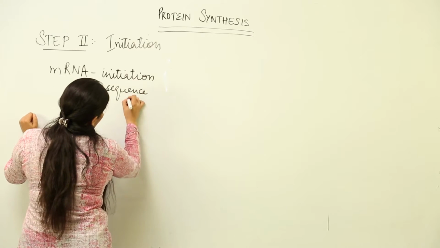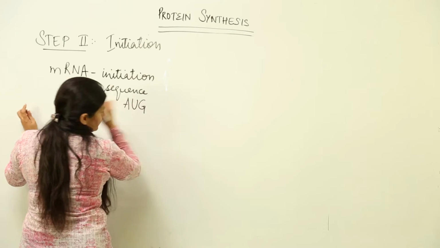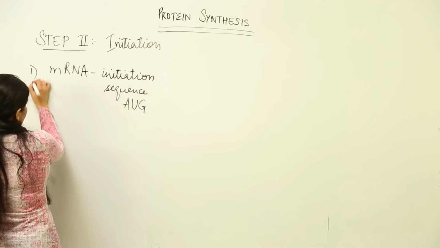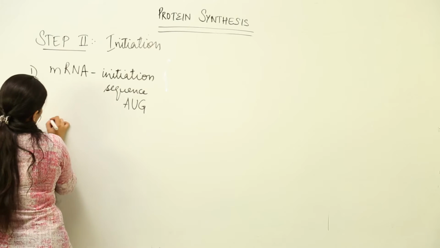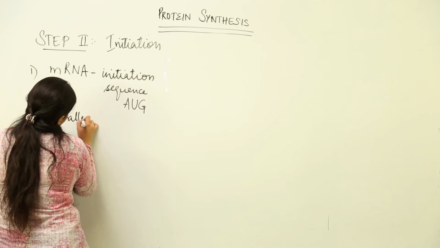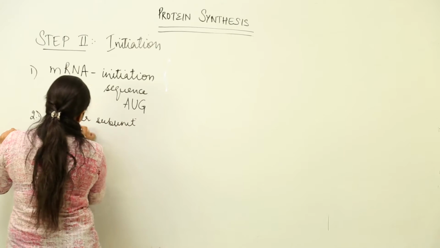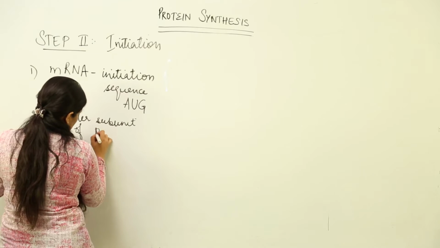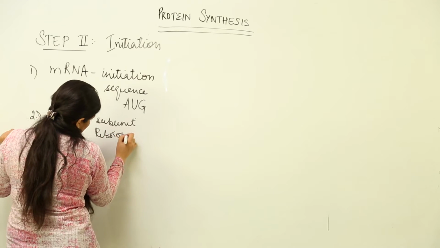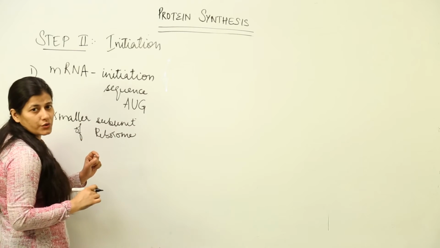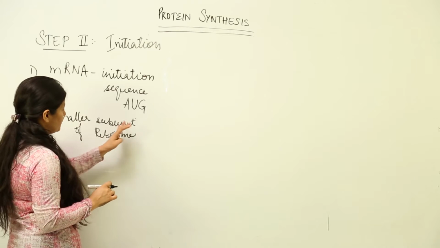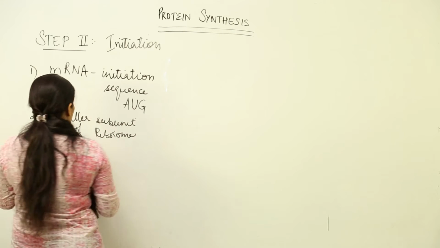That is AUG. Alright, one thing is this. Second thing is smaller subunit of ribosomes. Alright, if it is a eukaryote, then we are talking about 30S. If it is a prokaryote, then we are talking about 40S.